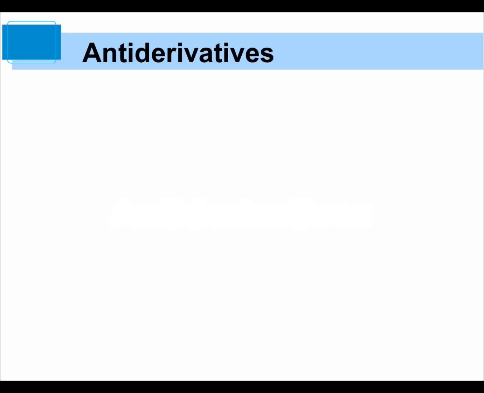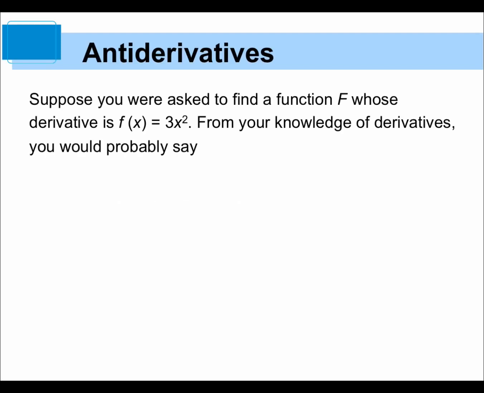Simple question. I have a function. That function is f of x equals 3x squared. The question is, Eric, what function can I use that when I take the derivative of that function, I'll get 3x squared? X cubed. Very good. How do we know you're right? Take the derivative of x cubed. Do we get 3x squared? Excellent. Okay. Any problems there?